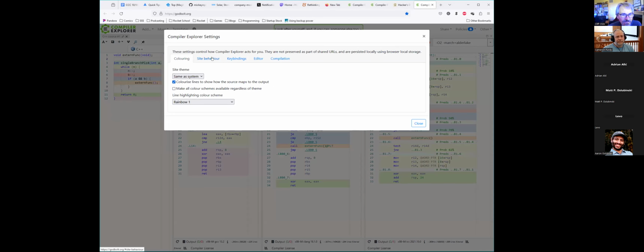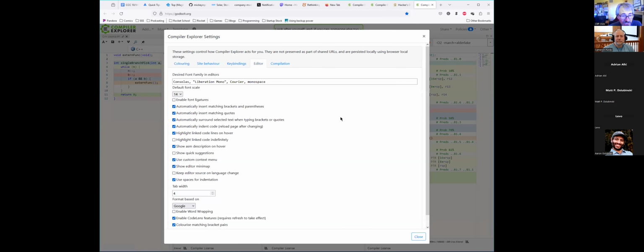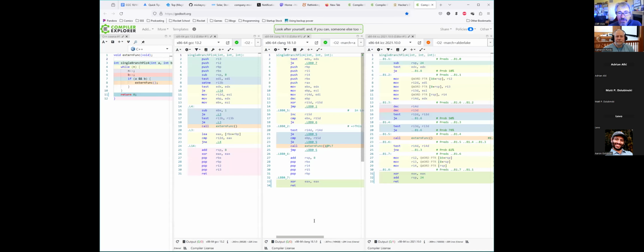So, how do I get rid of the side minimaps? Go to Editor, and show editor minimap. Wow. Okay. That was not where I was going to head. It's like arbitrarily randomly search all possible choices.